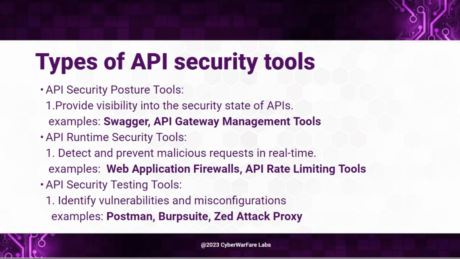Next, we focus on security testing, because we are using these tools to test the API. These security testing tools identify vulnerabilities and misconfigurations. For example, Postman is a famous tool, Burp Suite, and the open source tool ZAP, the Zed Attack Proxy.